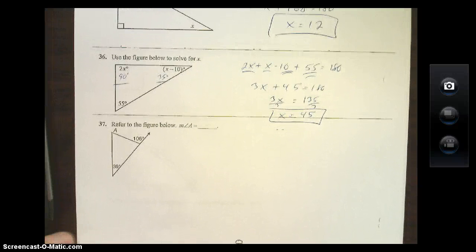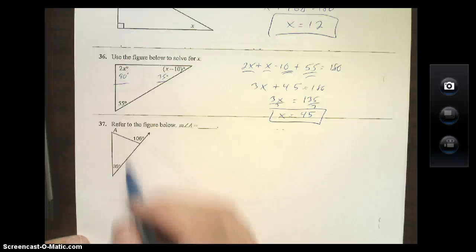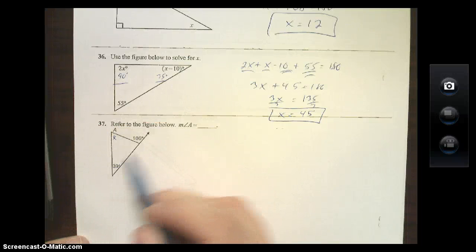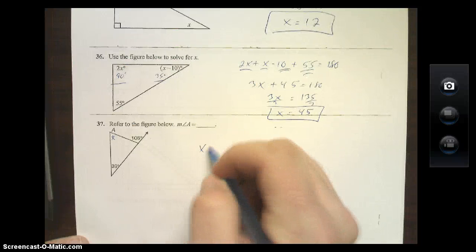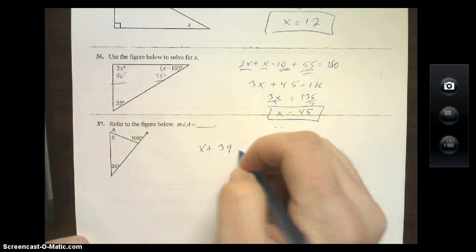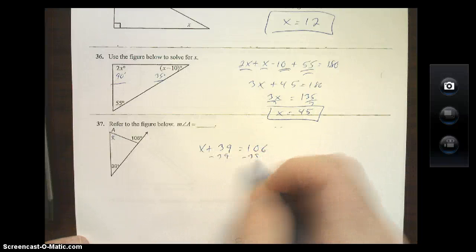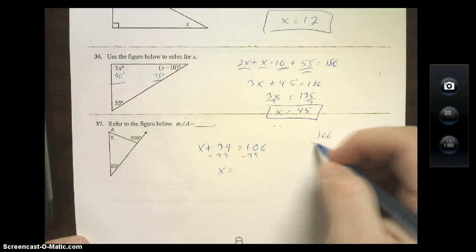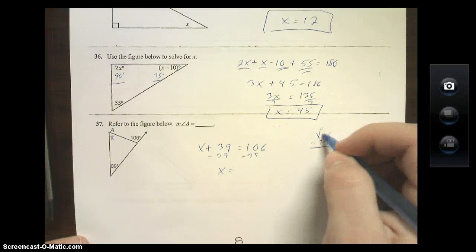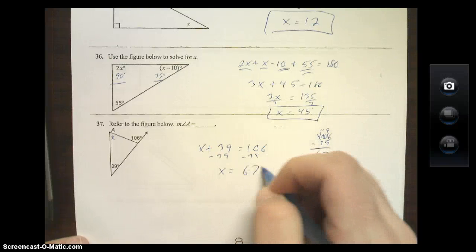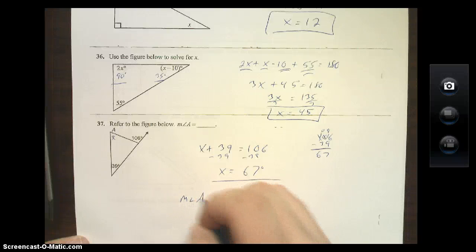Lastly, 37. Again, here's a great example of the exterior angle theorem. Refer to the figure below. Measure of angle A equals what? Interior, I'm going to call this x. The two interior angles add together to equal the exterior angle. So x plus 39 equals 106. Subtract 39 from both sides. All right, 106 minus 39. Let's do a little bit of math real quick. 67 degrees. Okay, so the measure of angle A would equal 67 degrees.